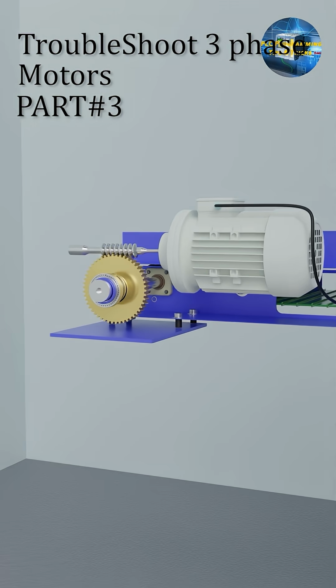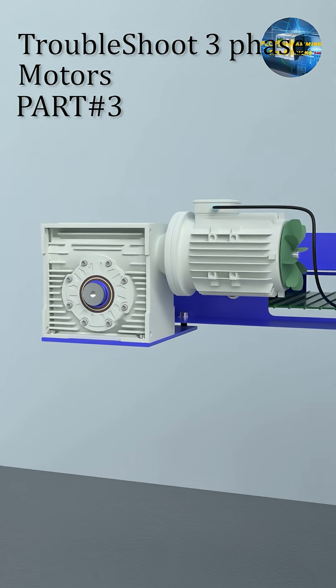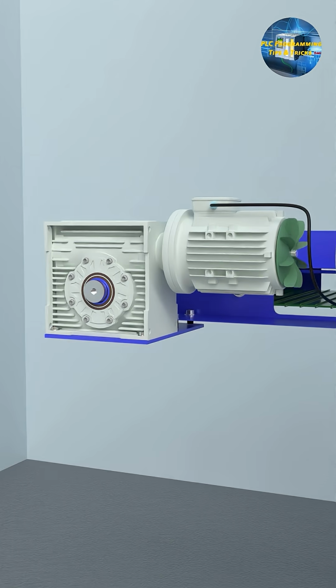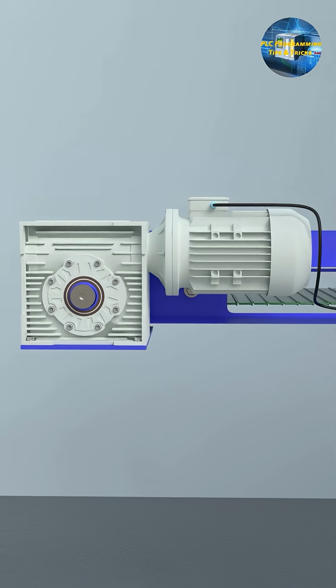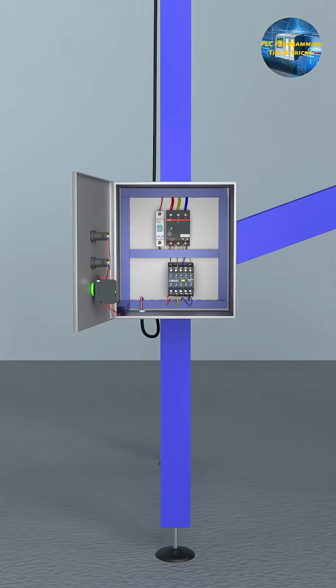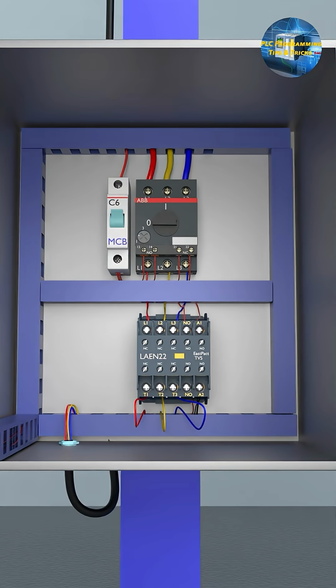Now there is another scenario. If we try to rotate the shaft of the motor by grabbing the fan by hand, and if the motor shaft starts to rotate easily and the conveyor belt is also moving, this indicates that there is something wrong in the electrical circuit of the motor. To investigate further, we will go back to the electrical panel and reset the motor protector breaker.